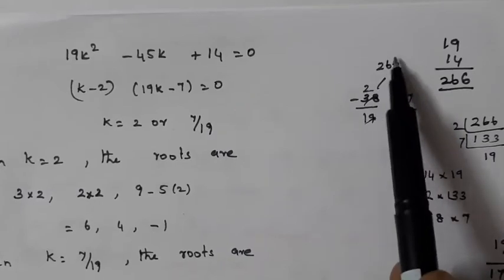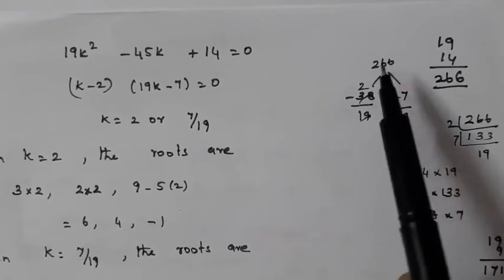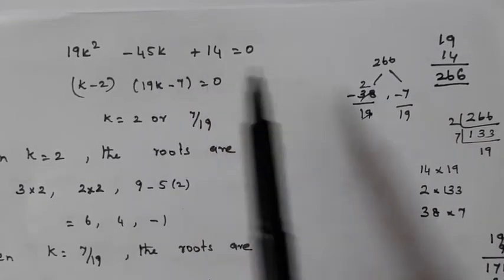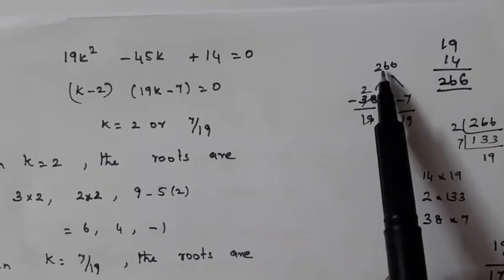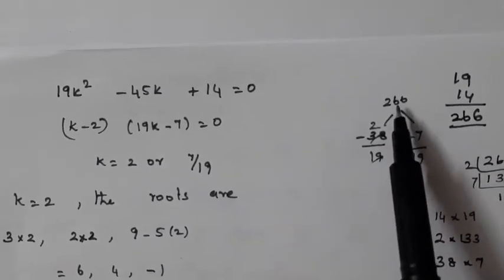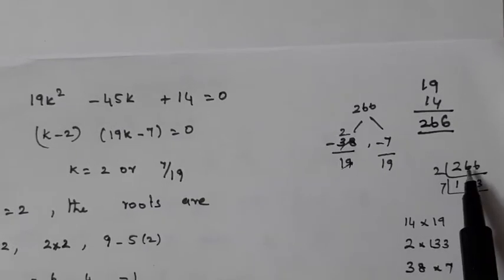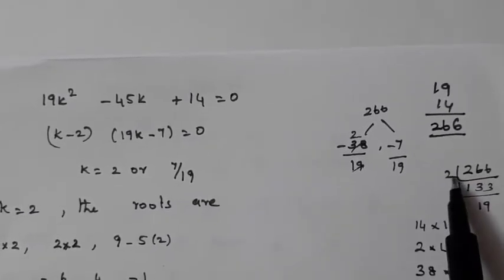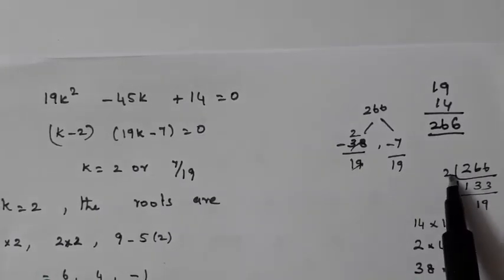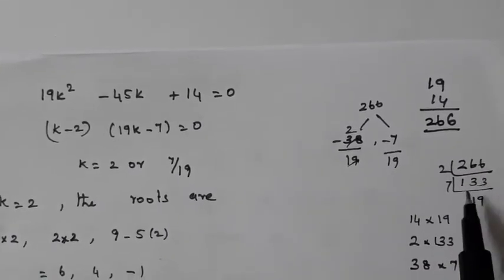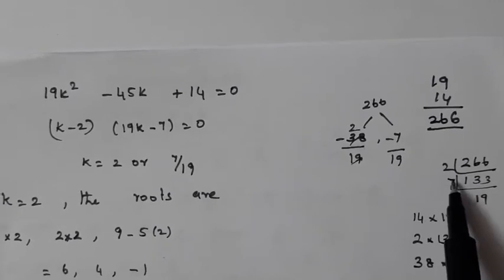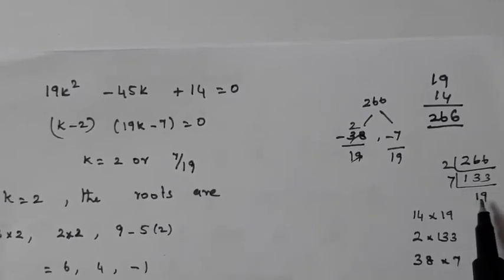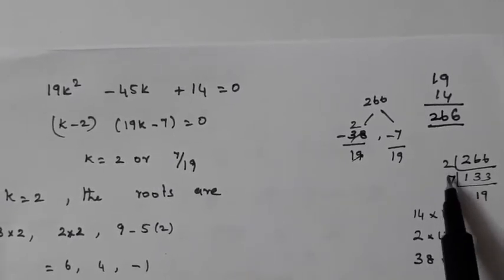So, you have to find the factors of 266 such that the sum is 45. If it is a somewhat bigger number, the way to find the correct factors is to factorize the number. On factorizing 266, as it is an even number, let us divide it by 2. So, you will get 133. Then let us divide it by 7. So, we will get 19. 19 is a prime number. So, only 3 factors are there.